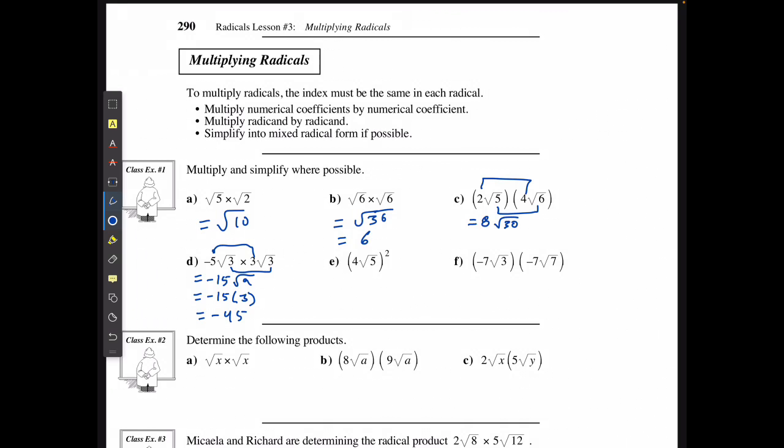For example, E, if I have 4 root 5 squared, remember that's the same as 4 root 5 times 4 root 5. I square the outside, 4 times 4 is 16, square the inside, 5 times 5 is 25. This would give me 16, and the square root of 25 is just 5, or 80.